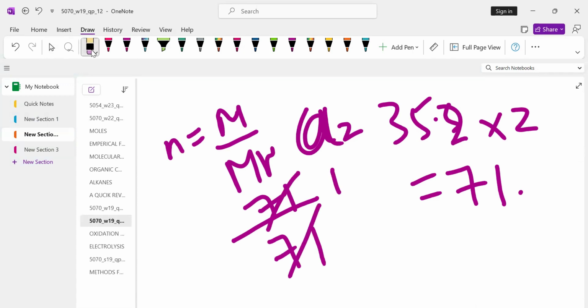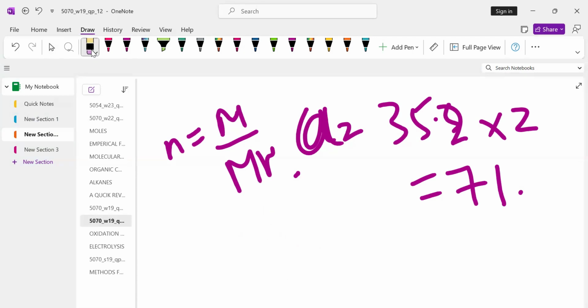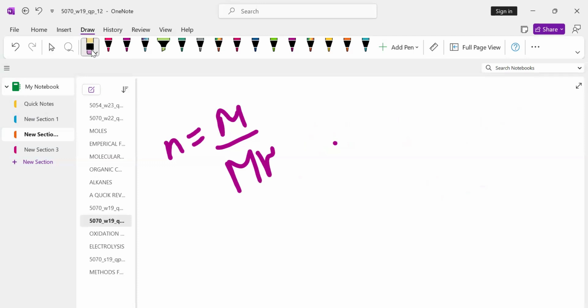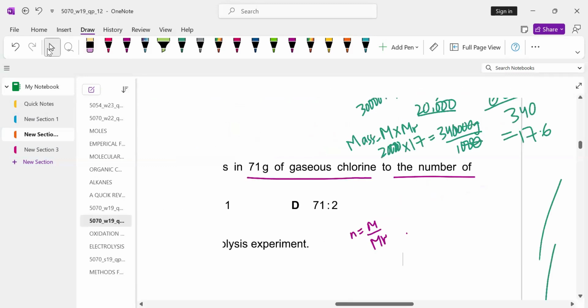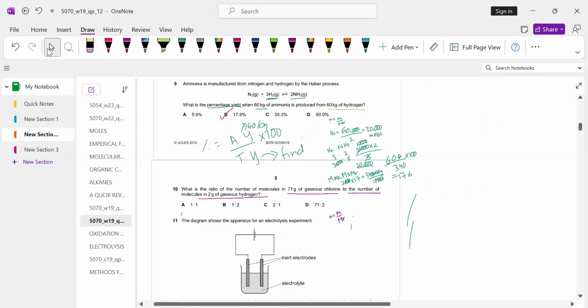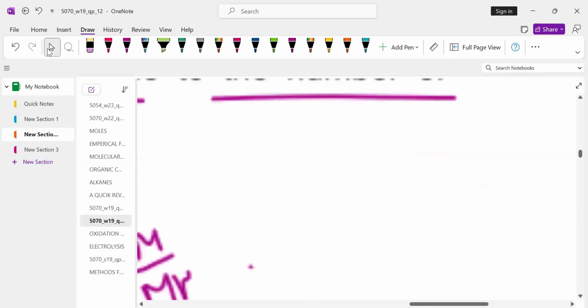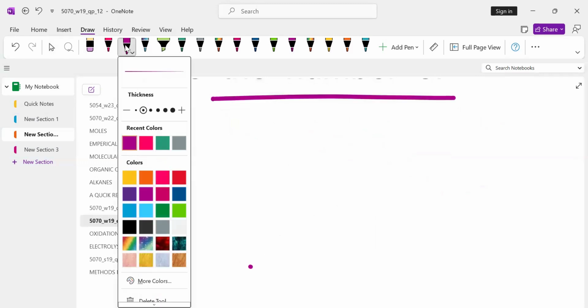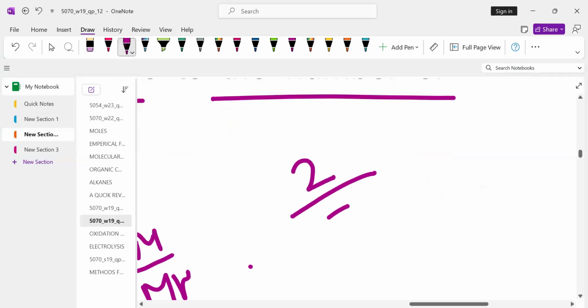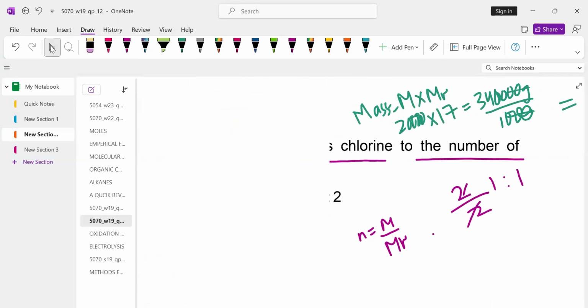Now let's do this using the same formula. Let's calculate the moles of hydrogen. The mass for the hydrogen was given as 2 grams. So 2 divided by 2 gives 1. So it is a 1 to 1 ratio. Let's check out the options.